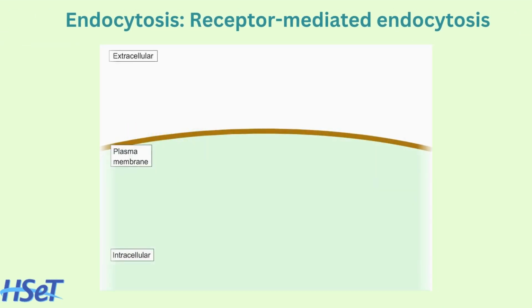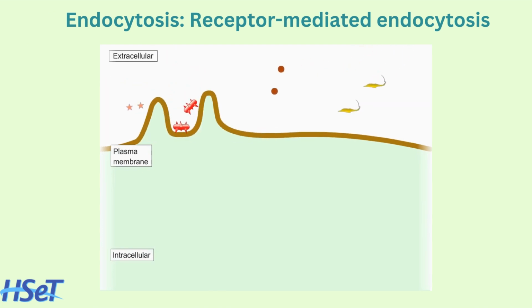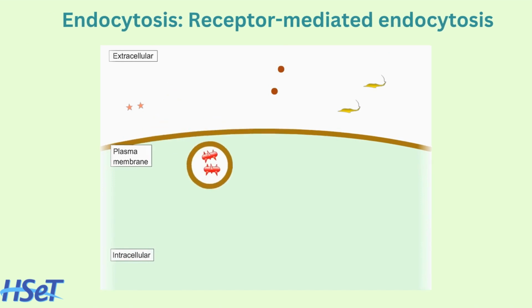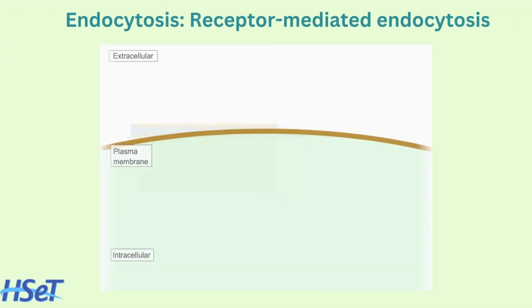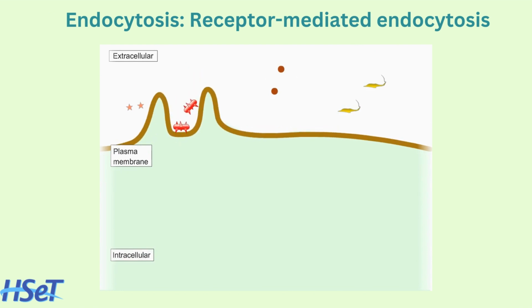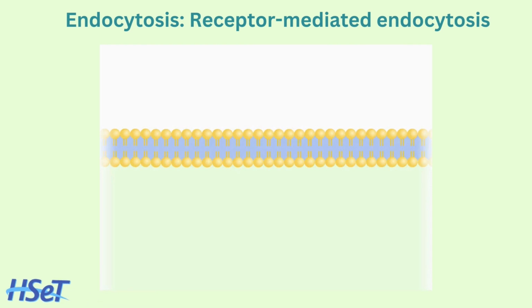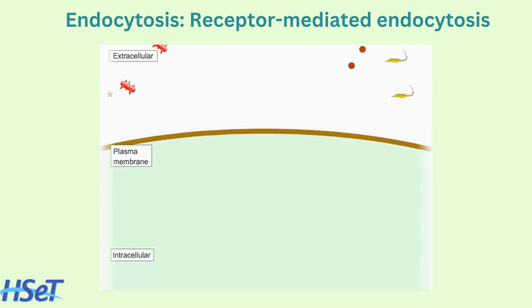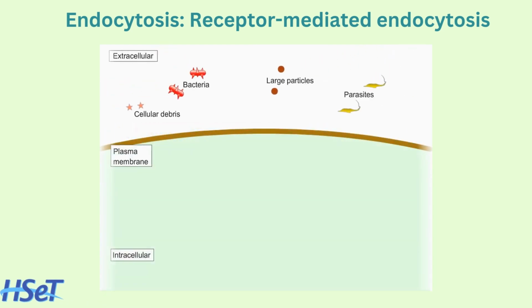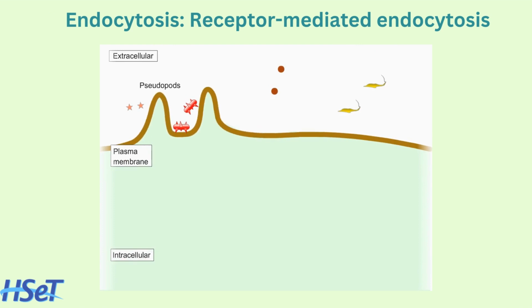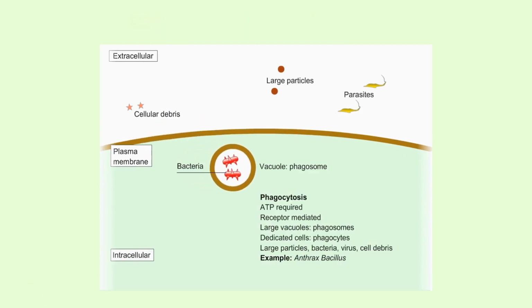Phagocytosis is an energy-dependent mechanism of uptake of large particles, such as senescent erythrocytes, bacteria, parasites and cell debris into large vacuoles, hence phagosomes, by dedicated cells such as phagocytes, leukocytes, e.g. macrophages. Phagocytosis is initiated by cellular contact with an appropriate target, i.e. receptor-mediated, and is energy-dependent, ATP.